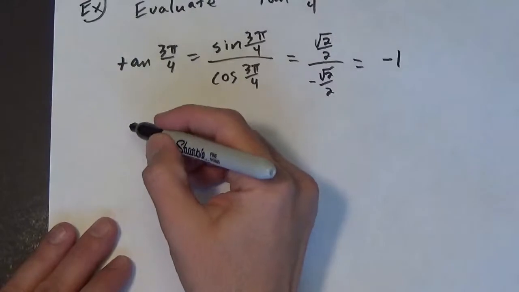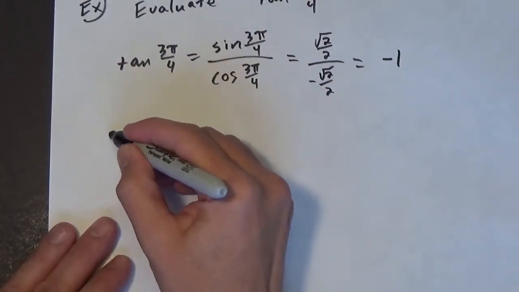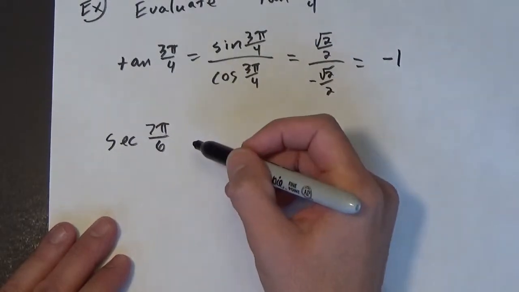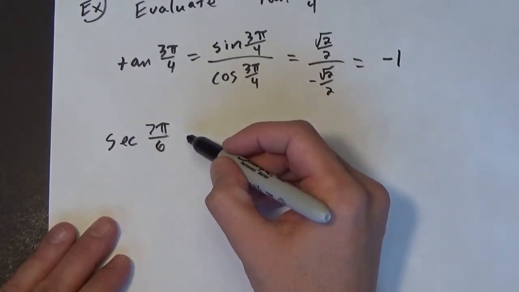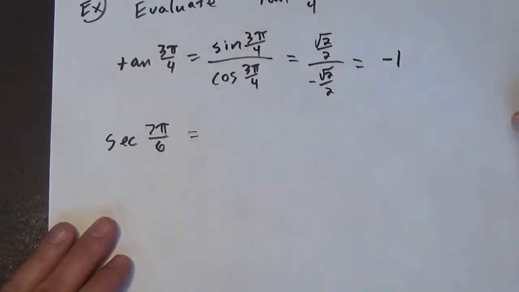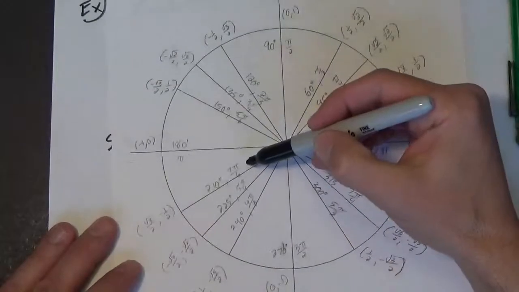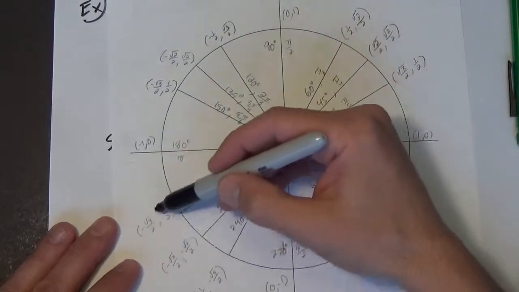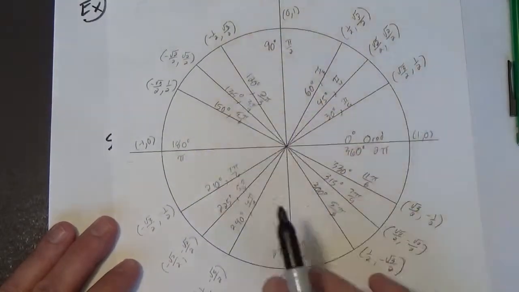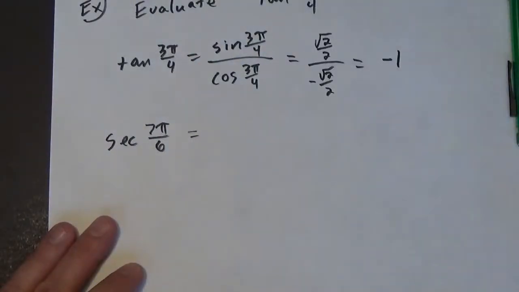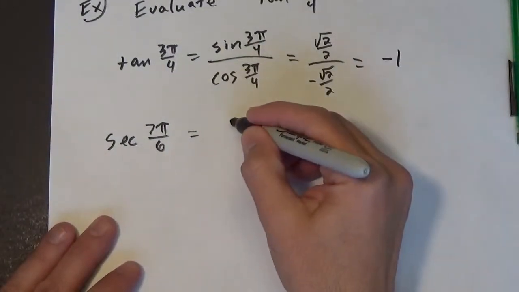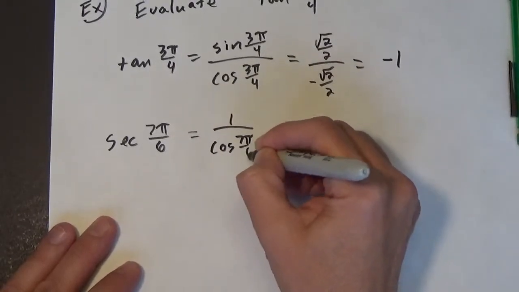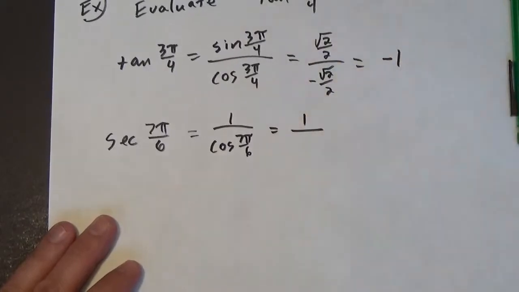What if we wanted to find the secant of 7 pi over 6? Okay. Well, 7 pi over 6, that's right over here. However, there isn't secant here. But we know that the reciprocal of secant is cosine. So we know the secant of 7 pi over 6 is the same as 1 over the cosine of 7 pi over 6.